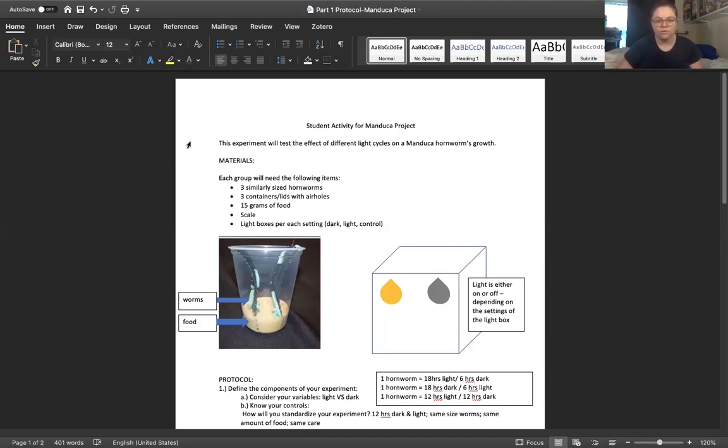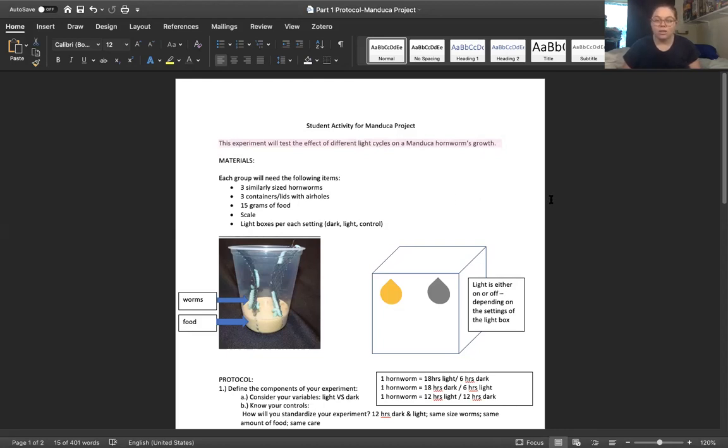And so let's first and foremost look at the purpose of this experiment, or the goal of this experiment, which is highlighted right here. This experiment will test the effects of different light cycles on the Manduca hornworm's growth. Essentially, what we're going to be doing is manipulating that circadian rhythm that we talked about previously by adding different conditions of light to different hornworms. So one hornworm will get more exposure to light, while the second one will get less exposure to light and therefore more exposure to dark, right?